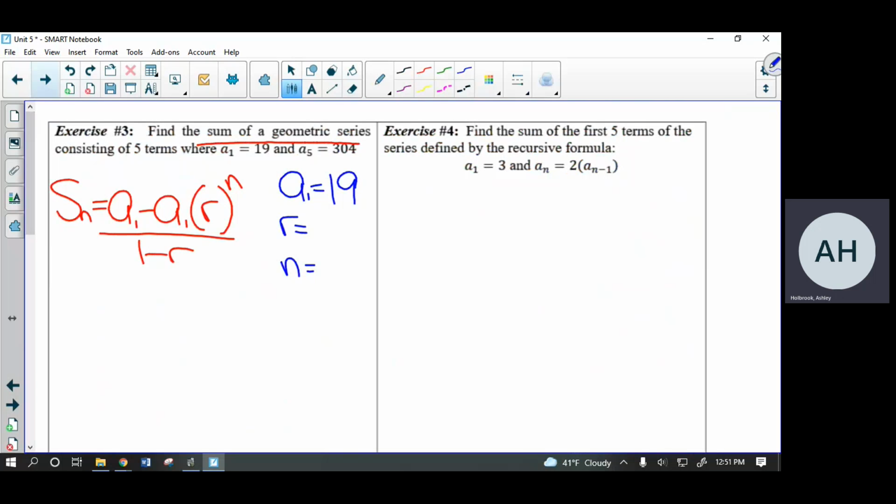What letter would that be? N. We don't have R. So I need to find R down here.